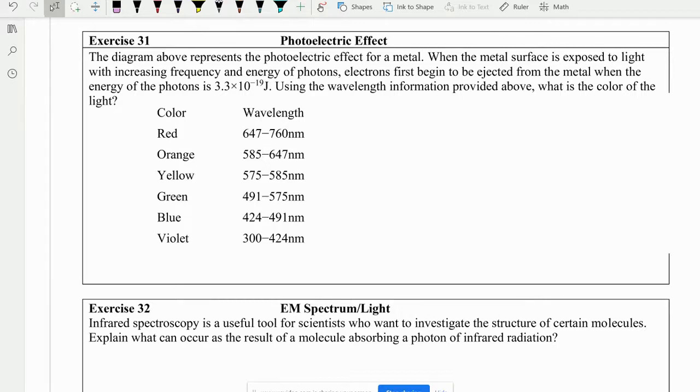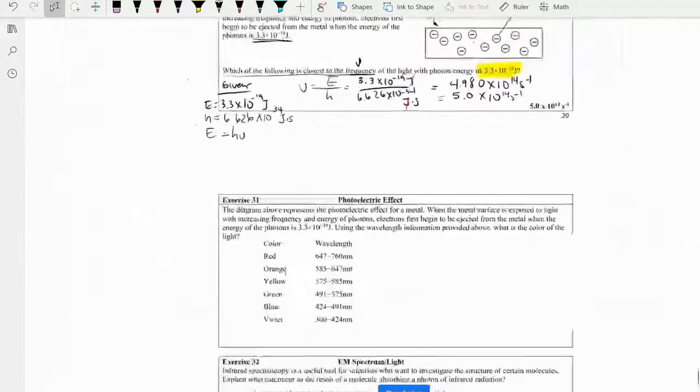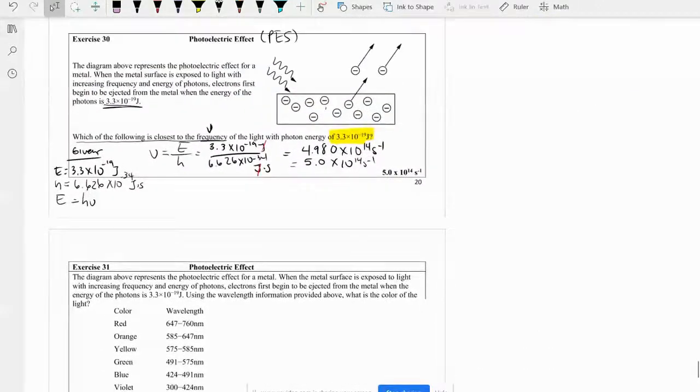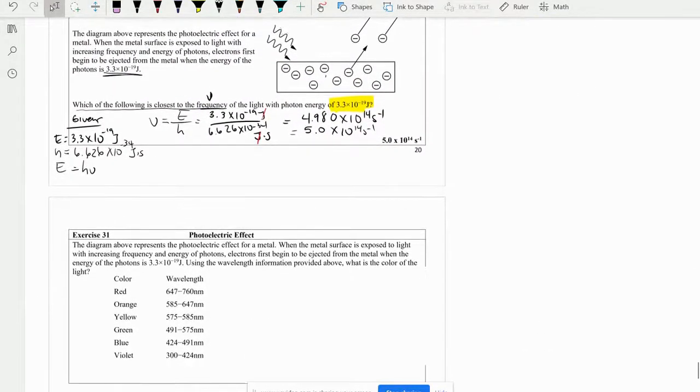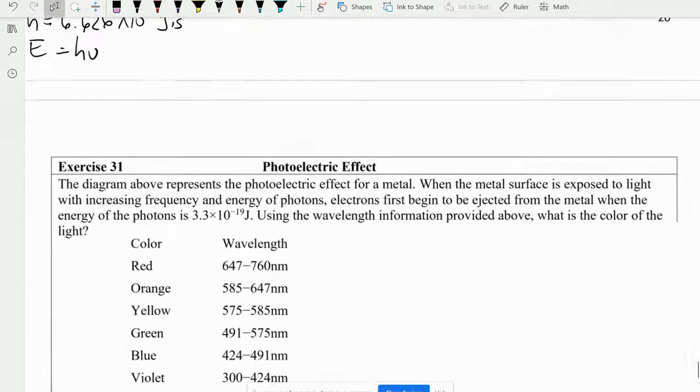It's saying, hey, the diagram above, and it looks like they're still referring to the diagram in the previous exercise problem. But it's saying that metal is being exposed to a light that has increasing frequency, and therefore the energy of the photons increases as well. And so the electrons that are first being ejected from this metal sample have an energy of 3.3 times 10 to the minus 19 joules, just like the last problem, you guys.